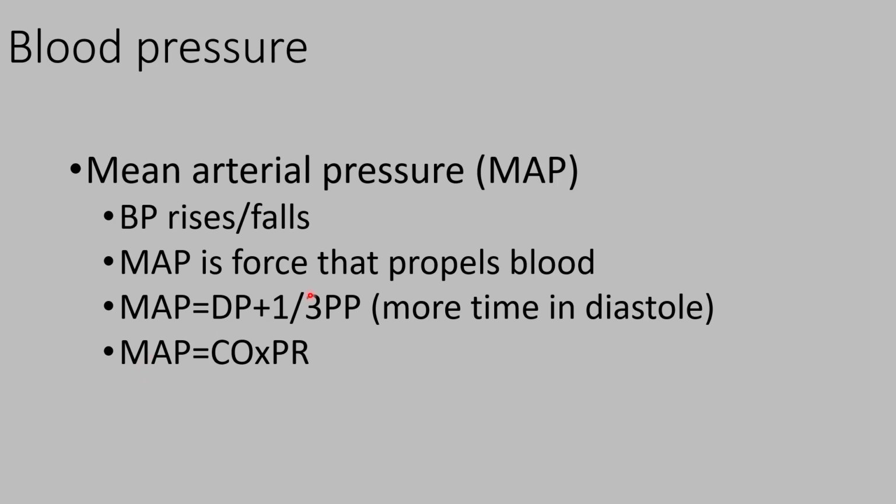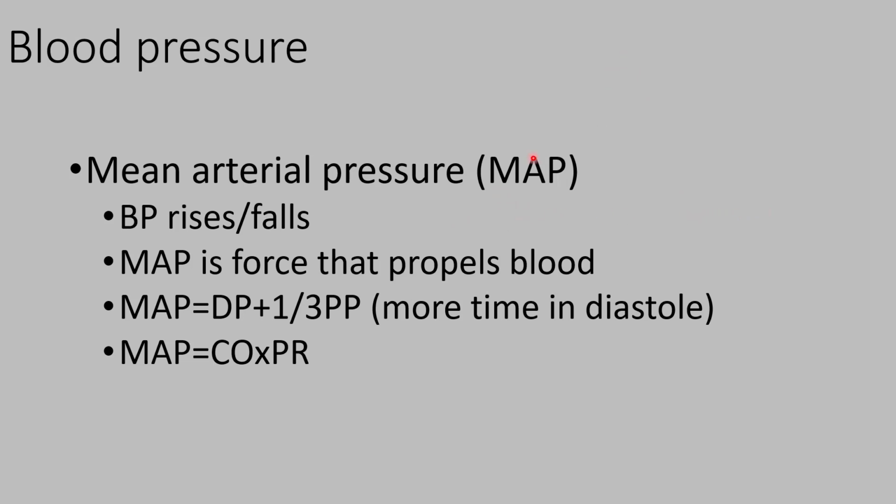So let's learn about something called mean arterial pressure, or MAP. Mean arterial pressure. This says, well, blood pressure rises and falls. When the heart beats, well, we go up to 120. When the heart relaxes, we go down to 80. And it's constantly going up and down with every beat of the heart. Systole up to 120, diastole down to 80.